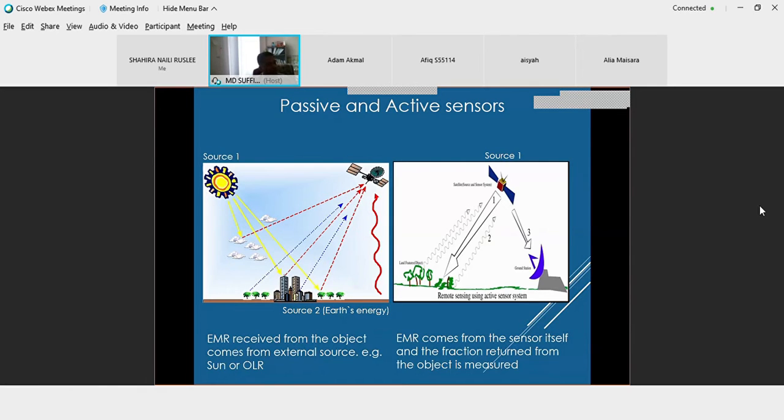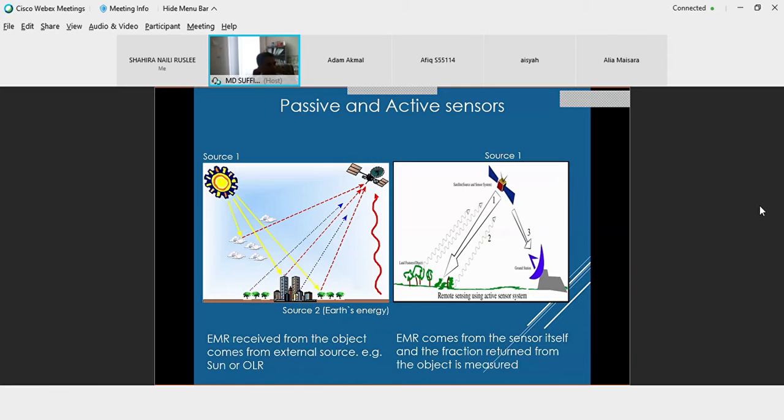So yang kedua adalah kita tengok source dia daripada earth energy. So at night, because of a very cold atmosphere, and warm earth, so the earth will emit long wave radiation.